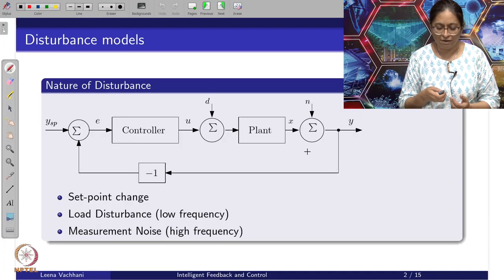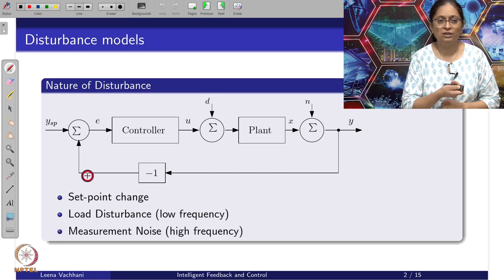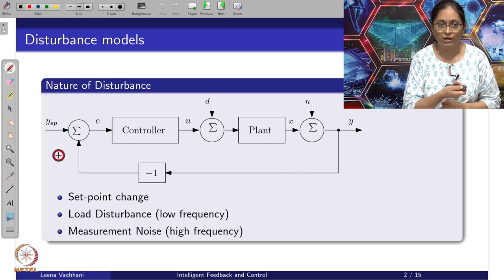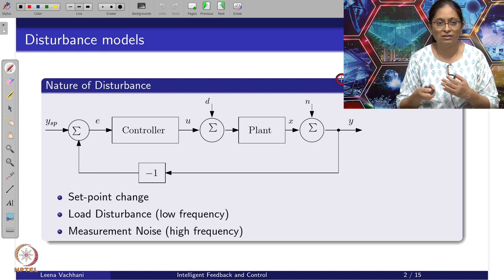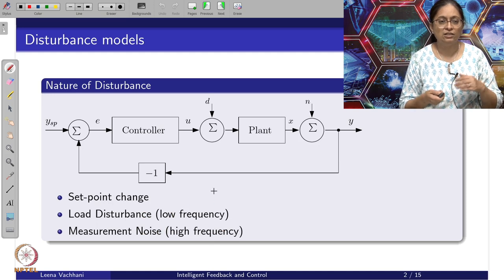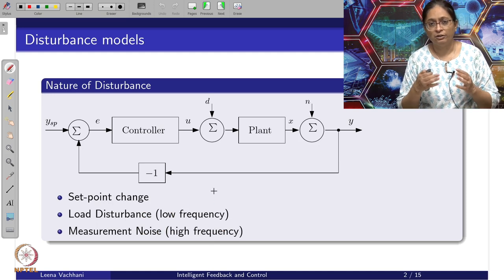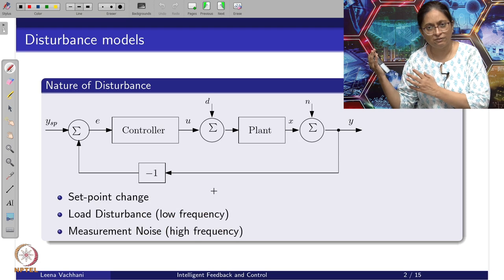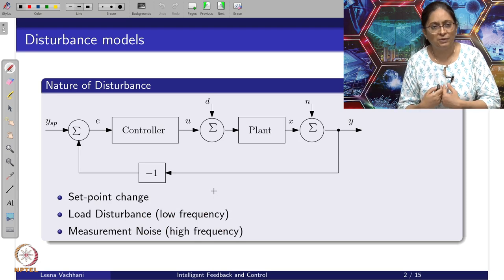If we see where the changes are happening in this system, we happen to change this particular signal, the set point. This set point change is desirable, and it is typically needed in many applications. So this is a desirable factor, fine. That is, the set point change needs to be reflected at the output, which is what we would definitely want.